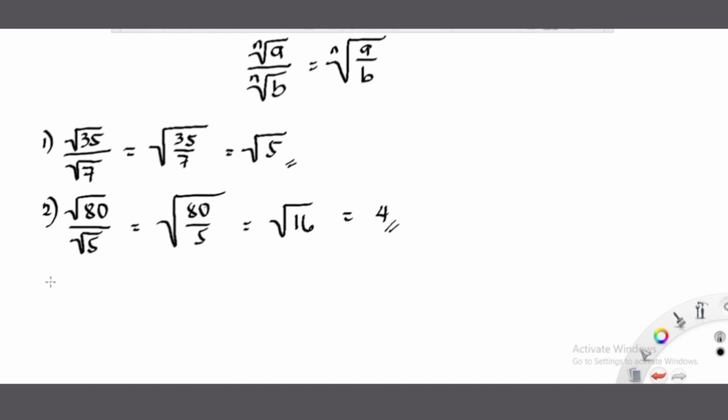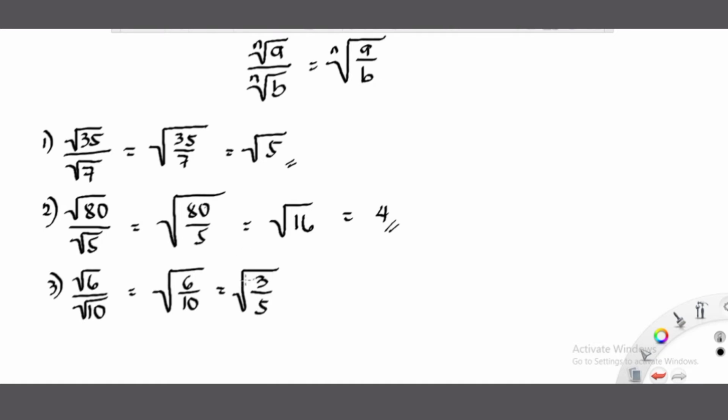Another example, number 3. If we have the square root of 6 divided by the square root of 10, we can write this as the square root of 6 over 10. So we do not get a whole number quotient for this. So we can just simplify 6 over 10. This is equal to the square root of 3 over 5, or 3/5.